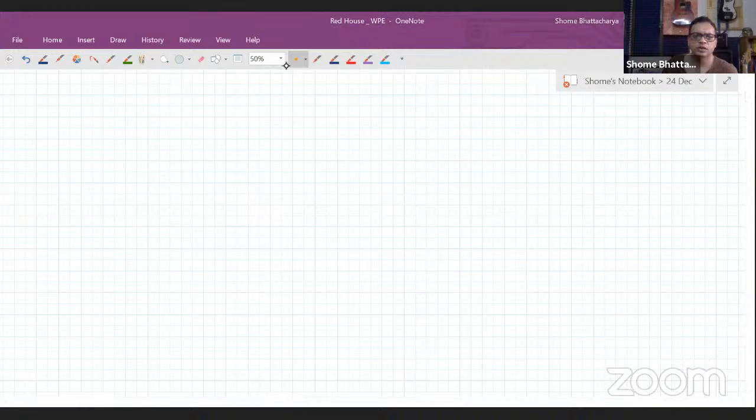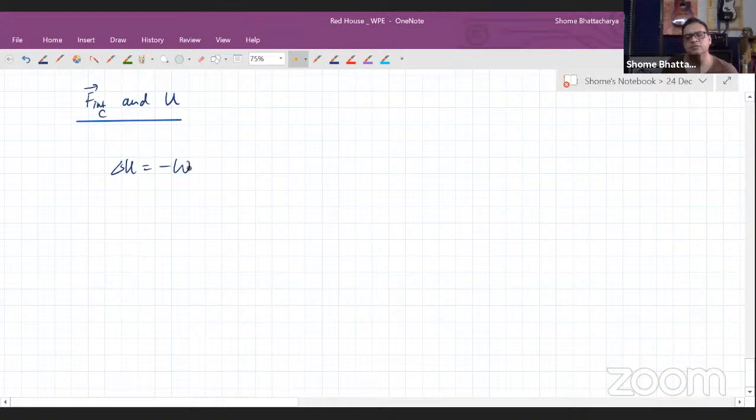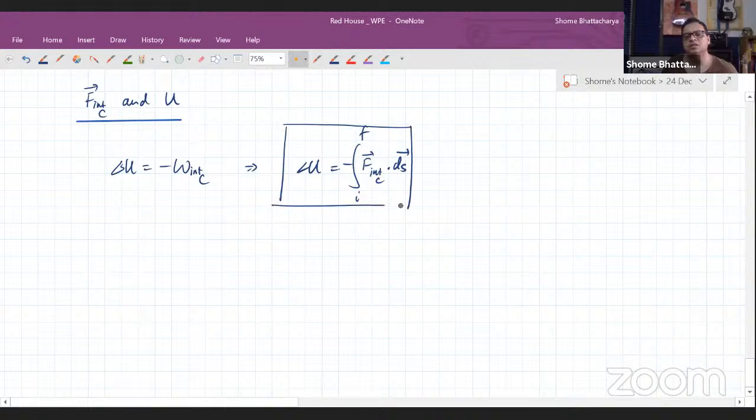Now moving on to, or rather moving back to, a little bit more analysis about the relationship between internal conservative force and potential energy. Okay, now this is very important. So what we had seen earlier was, by definition, the change in potential energy of a system is negative of work done by internal conservative force. Or we can say that delta U is in general minus of path integration of the internal conservative force from initial to final.